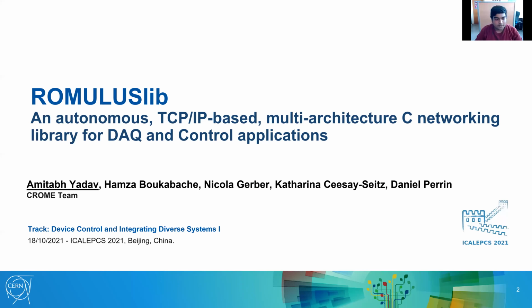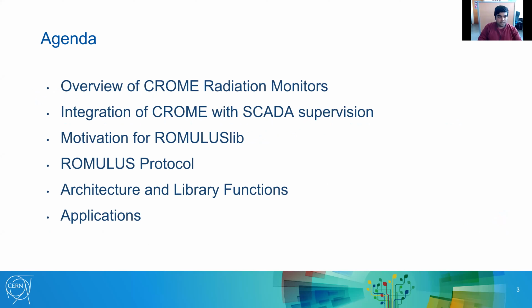Thank you everyone for joining me for my talk today on Romulus Lib. I'm presenting on behalf of the Chrome team at the Radiation Protection Group of CERN, and this talk is about Romulus Lib, which is a C networking library that we developed for multi-architecture support in our radiation monitors. First of all, the agenda of this presentation: I'll start with a brief overview of the Chrome radiation monitors, which is the new generation of radiation monitors at CERN.